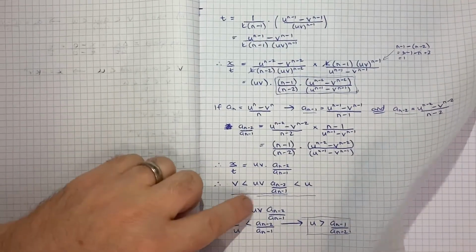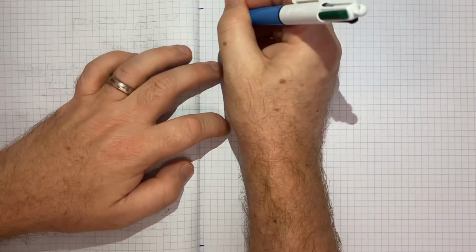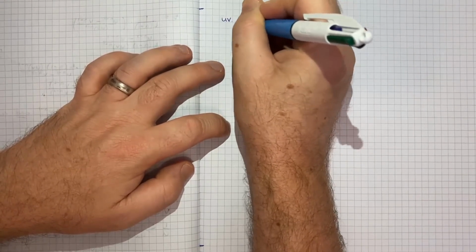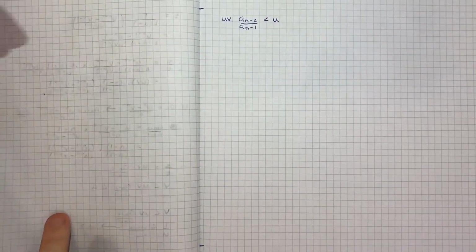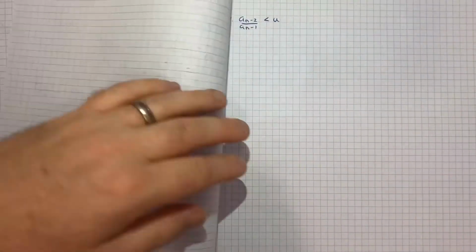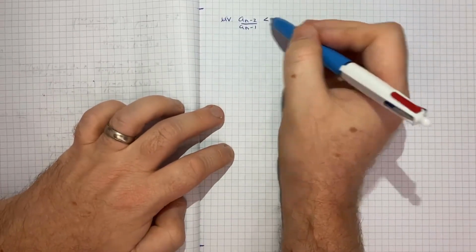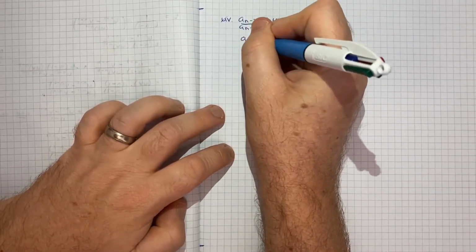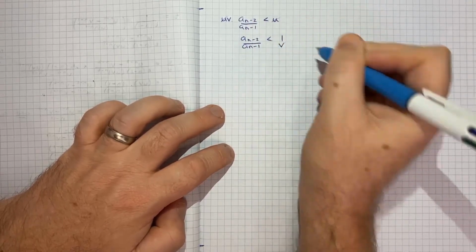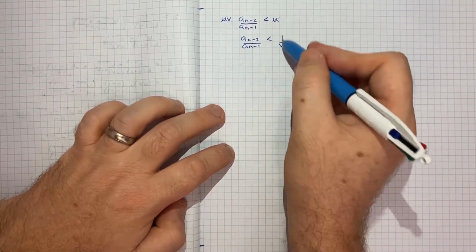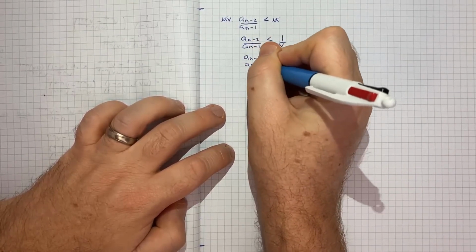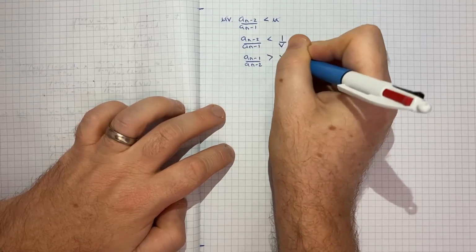So the next part is that uv times a_{n-2}/a_{n-1} is less than u. That's this bit here. Like we did before, we can cancel the u's and bring the v over. So we get a_{n-2}/a_{n-1} is less than 1/v. So we invert both and reverse the sign. So a_{n-1}/a_{n-2} is greater than v.